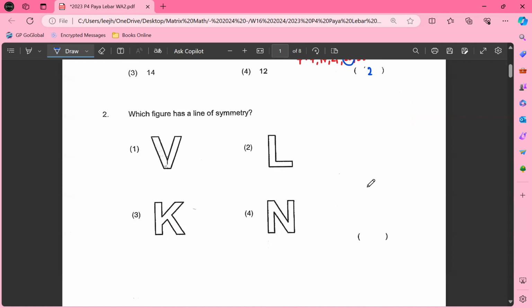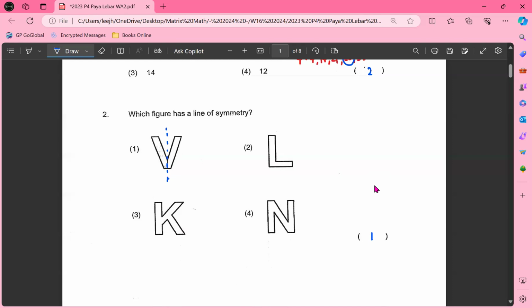Question number 2, which figure has a line of symmetry? Okay, symmetry, some of you might not have learned it yet, but symmetry means what? It means that when there's a line that cuts through the figure, it gives two equal images, two of the same, like a mirror image. So this here is none other than V, because this is the line of symmetry that I draw. If you cut this shape up, there's the left hand side and the right hand side, the two sides, the figure will be like a mirror image of each other. So it's option 1.